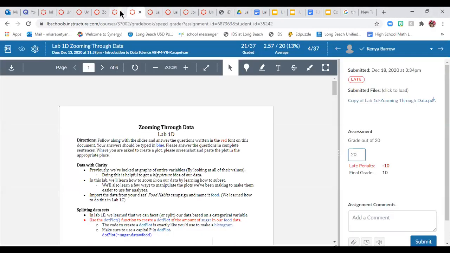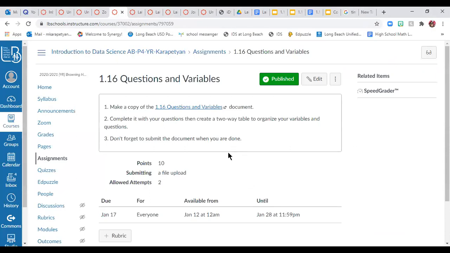You can turn it in without filling in the table. So I'm going to give you guys 5 minutes for this right now. And then we're going to come back and finish up our lesson for today.